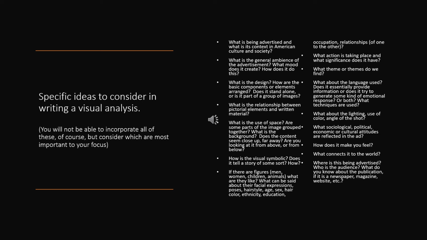What is the use of space? Are some parts of the image grouped together? What is the background? Does the content seem close or far away? Are you looking at it from above or from below or straight on? How is the visual symbolic? Does it tell a story, and how? What is that story? If there are figures, what are they like?